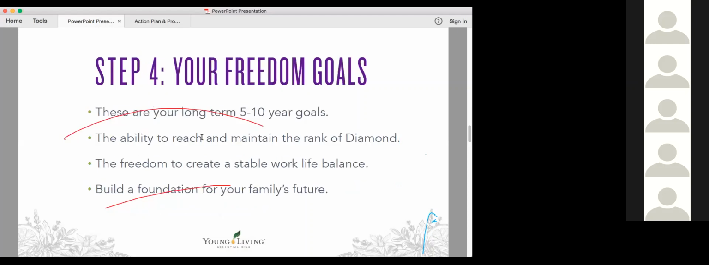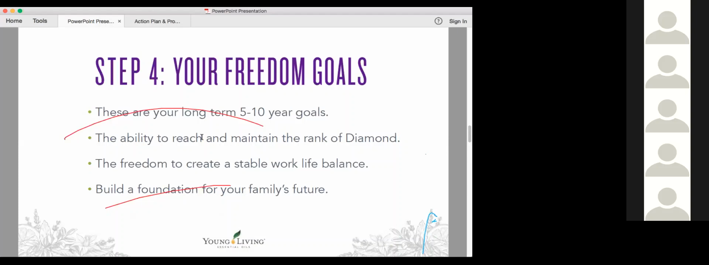So the next step is your freedom goals. And you're going to write down your freedom goals. These are your long-term goals, 5 to 10 years. So again, we're not talking about doing everything in a short amount of time. We've got to have those long-term goals.